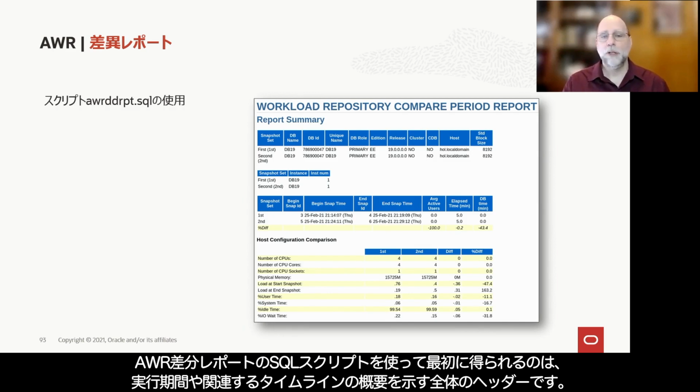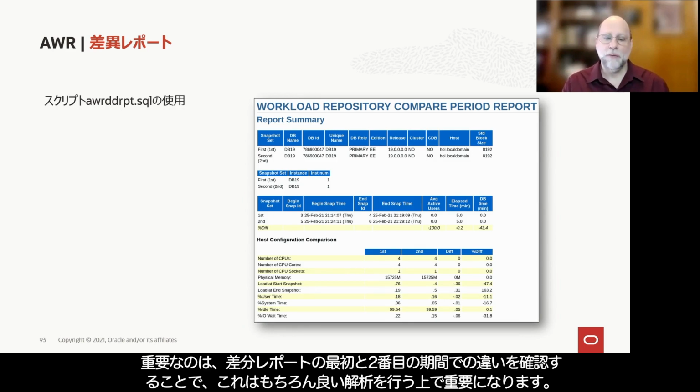So the first thing you get out of this using the AWR diff report SQL script is the overall header, which gives you a summary of the execution periods, the timelines involved. It's important to look at that. There's a little tip here: keeping straight which is the first and the second period in the diff report is, of course, going to be crucial to getting a good analysis out of it.